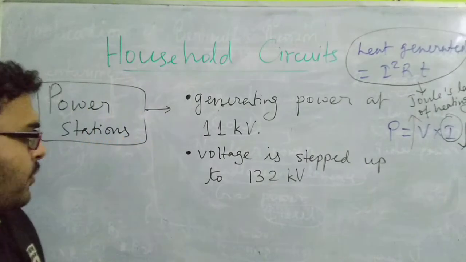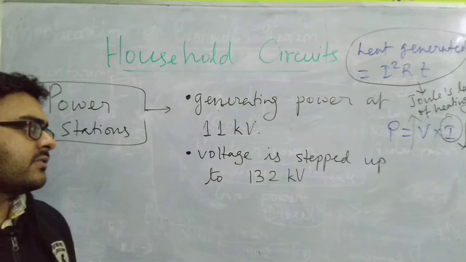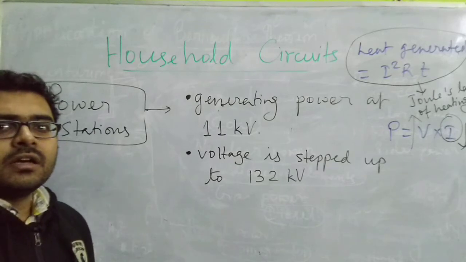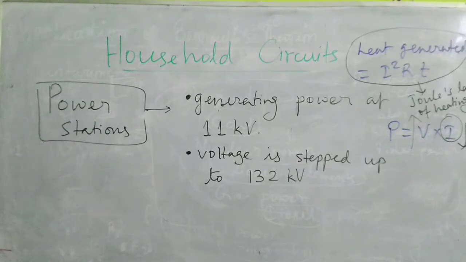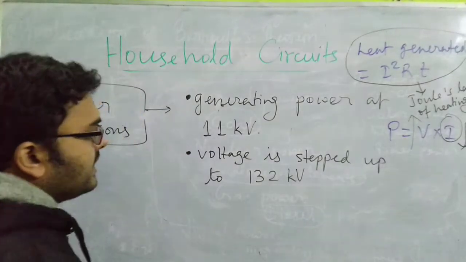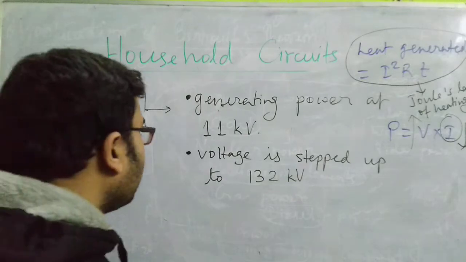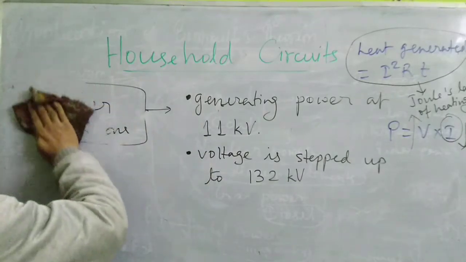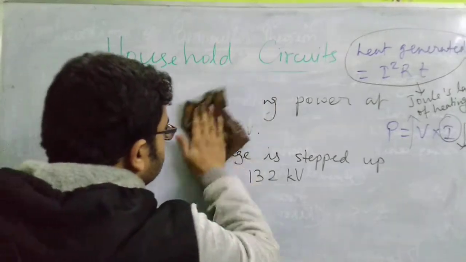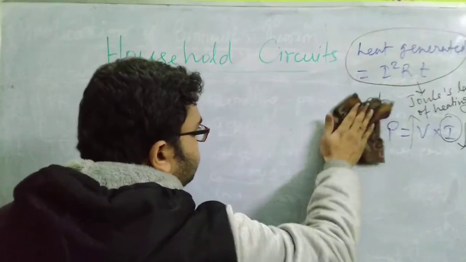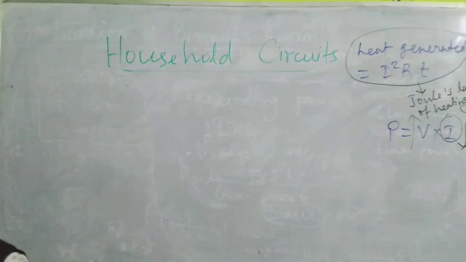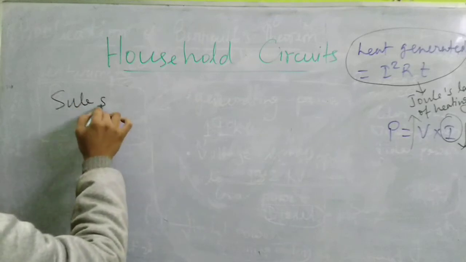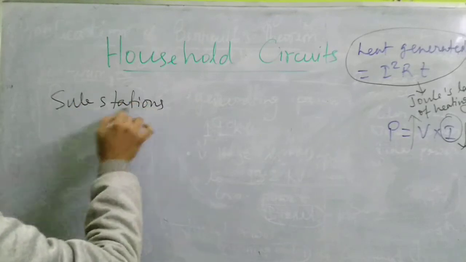So the voltage is being stepped up, then it is transmitted using overhead wires to the substations. The voltage may be stepped up more, say 132 kilovolt, then it can be stepped up to 210 kilovolt. Like this it can be stepped up more also. So after stepping up the voltage using the step up transformer, the power is being transmitted from the power stations to where? To the substations.